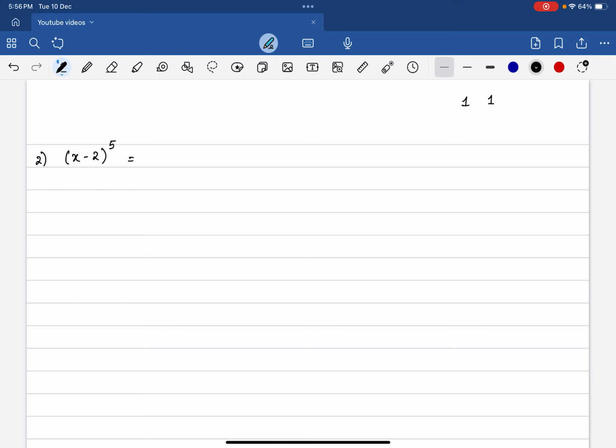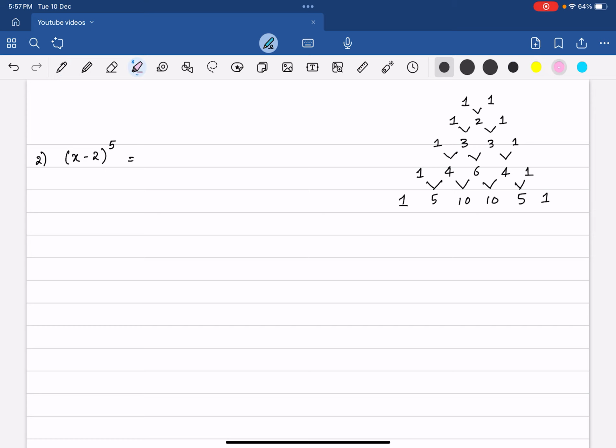1 1 goes on to 1, and then addition of 1 and 1 gives you 2, that's 1 again. Addition of 1 and 2 gives you 3, 2 and 1 again gives you 3, in the ends you have 1. Addition gives you 4, 6, 4, in the ends you have 1. Addition gives you 5, 10, 10, 5. Towards the end you have 1. So have I reached my required expansion? Yes, it is 1, 5, 10, 10, 5, 1.